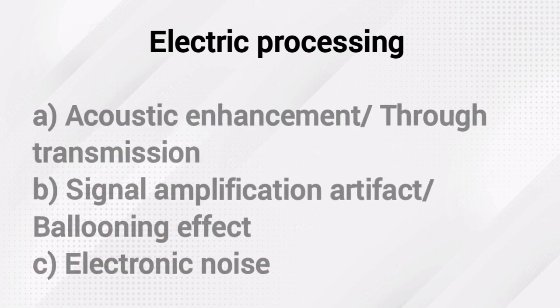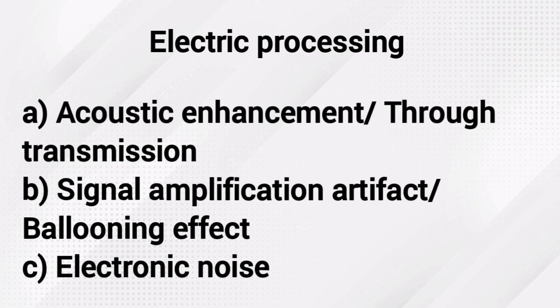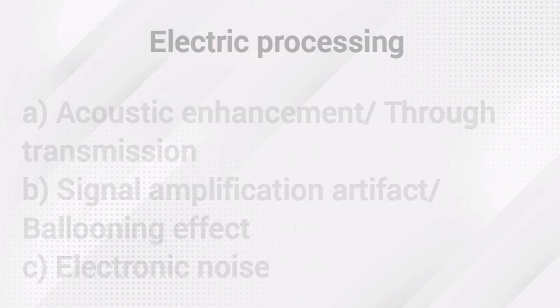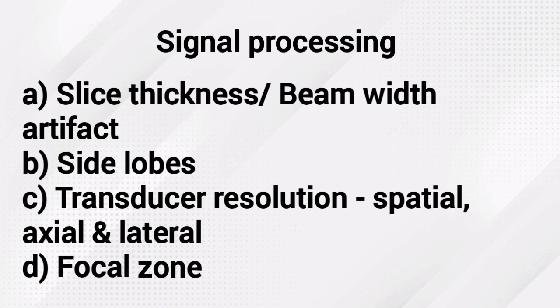Now, attenuation artifact includes posterior acoustic shadowing, acoustic enhancement, or what you call through transmission. Then you have the electronic processing artifact. Here you have the acoustic enhancement or through transmission. You have signal amplification artifact. Some will call it ballooning effect. And there is the electronic noise. Now, signal processing includes slice thickness, beam width artifact, side lobes, transducer resolution, spatial.